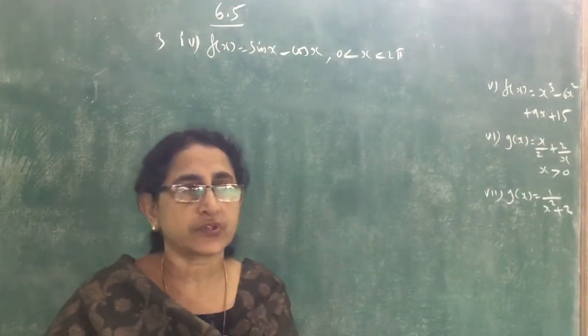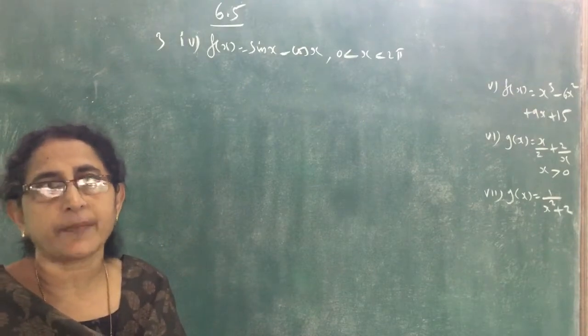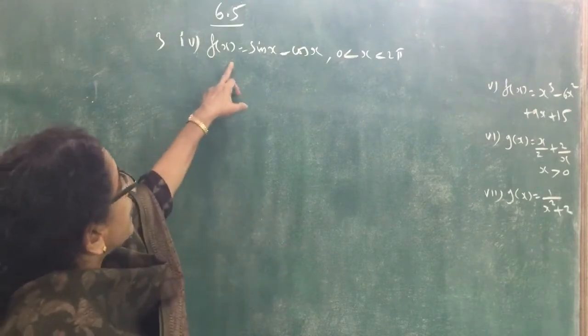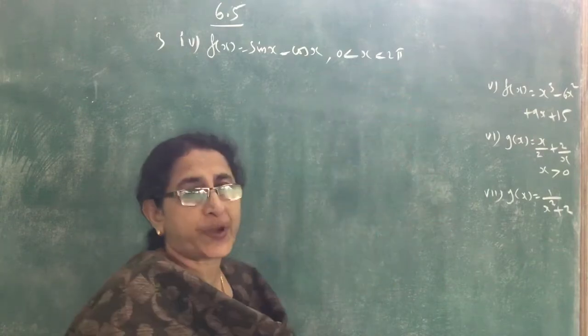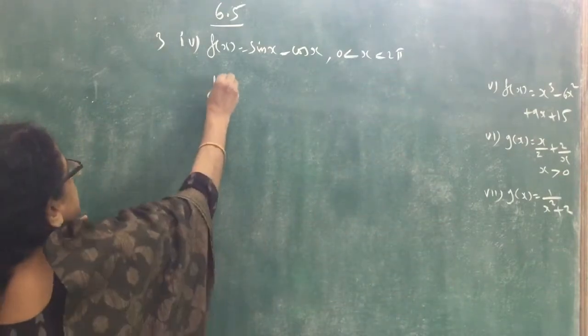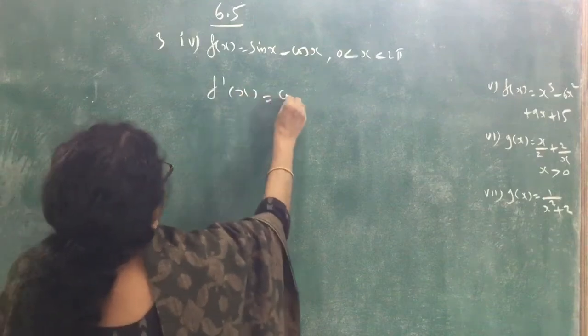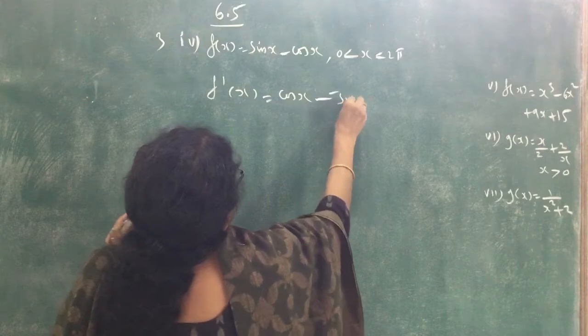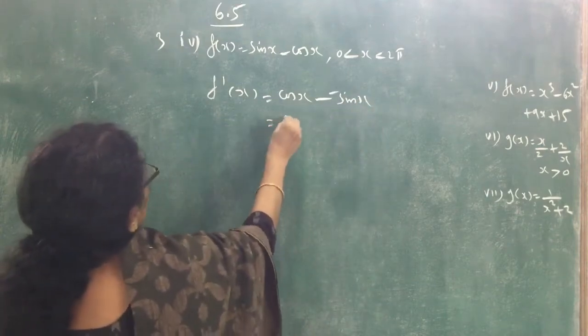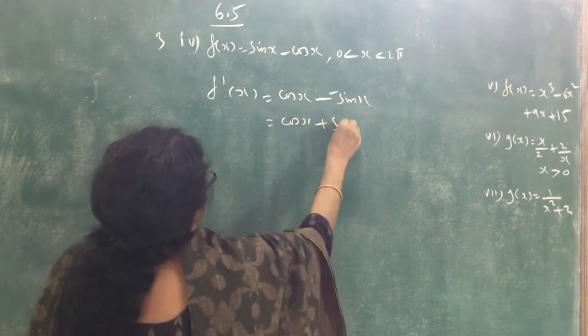Third question, fourth one. We have to find the point of local maxima and local minima. So f of x equal to sin x minus cos x, 0 less than x less than 2 pi. First find the first derivative. f dash x equal to cos x minus derivative of cos x, minus sin x. So that is cos x plus sin x.